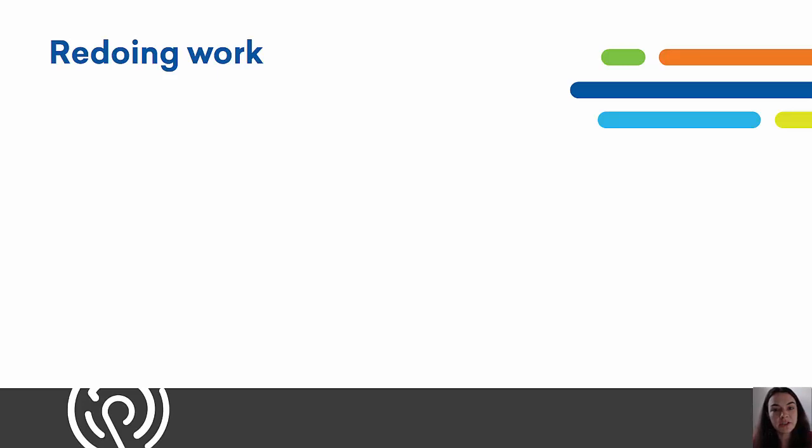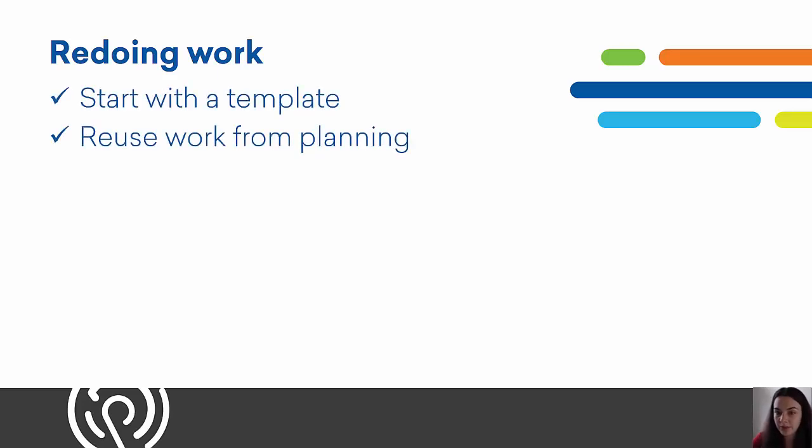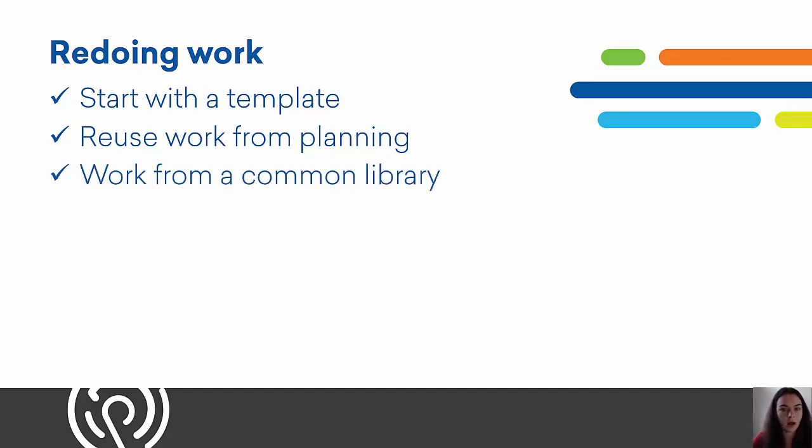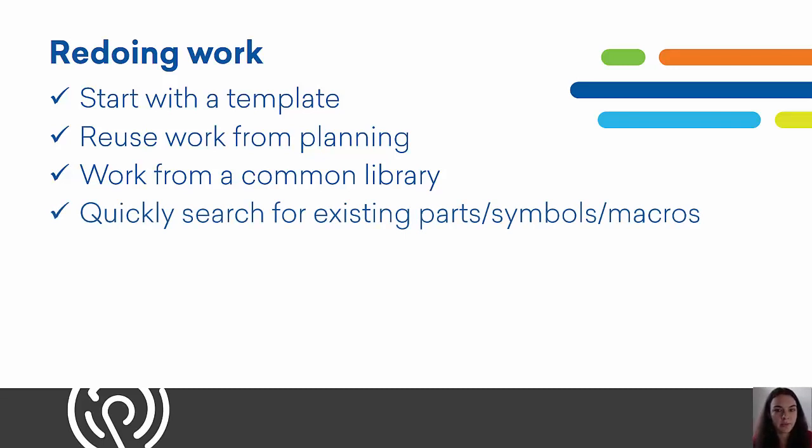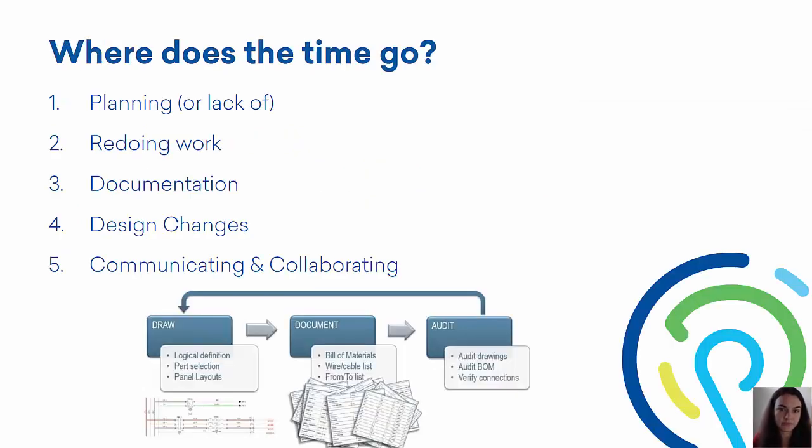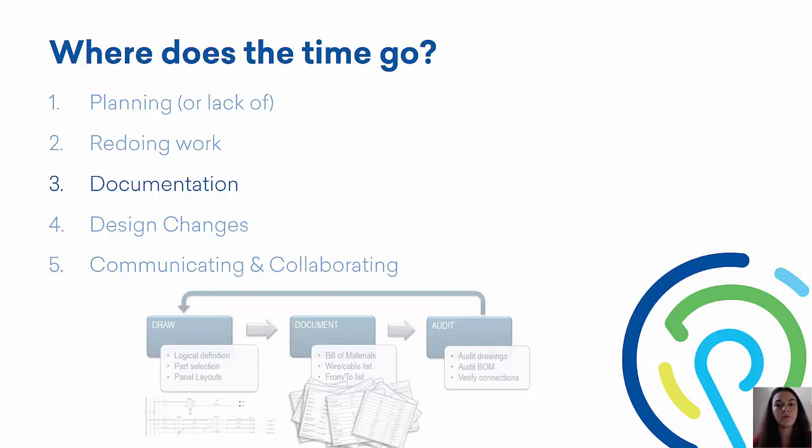Okay, so what we just saw was that we were able to start with a template, reuse the work that we did when planning things out. We are constantly working from a common library, and we can quickly search through this common library for existing part symbols and groups of these called macros. Furthermore, the program automatically updates metadata for us after we place these elements on our page. So there we go. Another bottleneck has been widened, and we're ready to move on to tackle documentation.